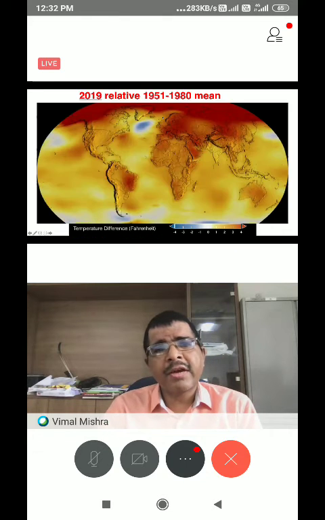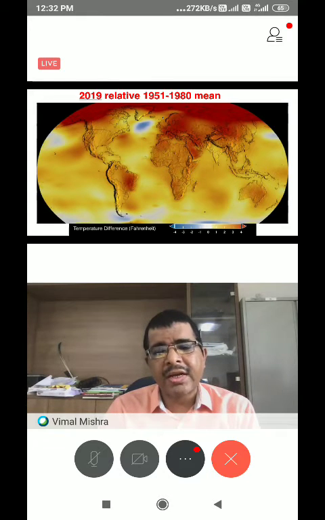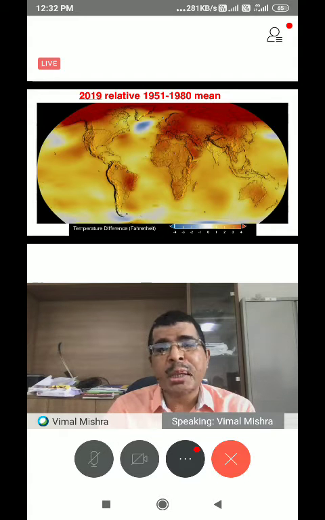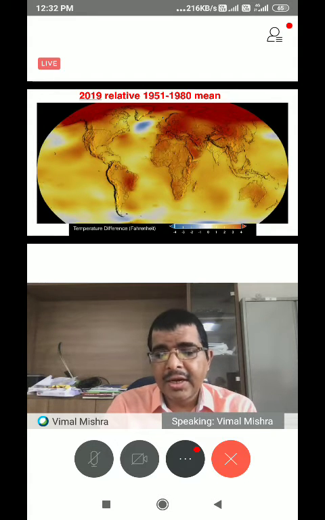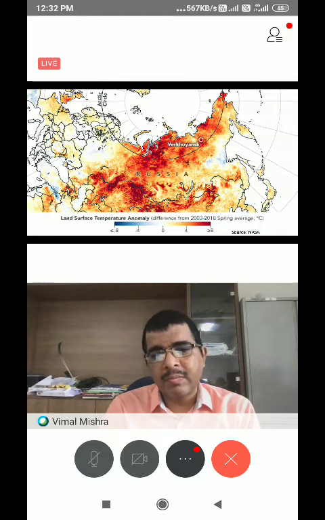Now, if you compare that figure with 2019 relative to the 1951 to 1980 mean, this is the situation, and you see that the temperature in the northern latitudes, especially the Arctic or Siberia, has increased significantly, more than 2 degrees or more than 5 degrees Celsius. So now we know why it has happened and what it can cause.